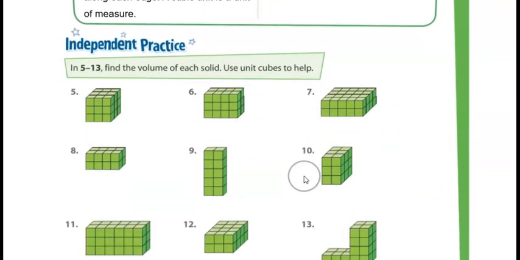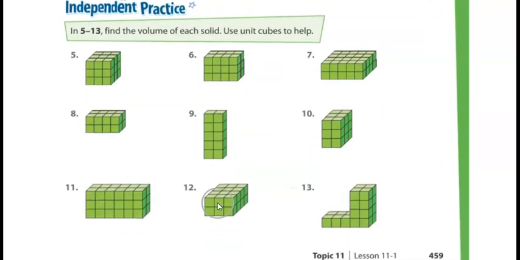All right, so let's come down to the bottom and we'll do a couple of these together. I want to focus on number 10 first, and then we'll do number 13. So on number 10, we can do 2 different things. We can count what we see, which is this front portion, and then multiply it by 2 because there are 2 layers, or we can go through and do our length times width times height.